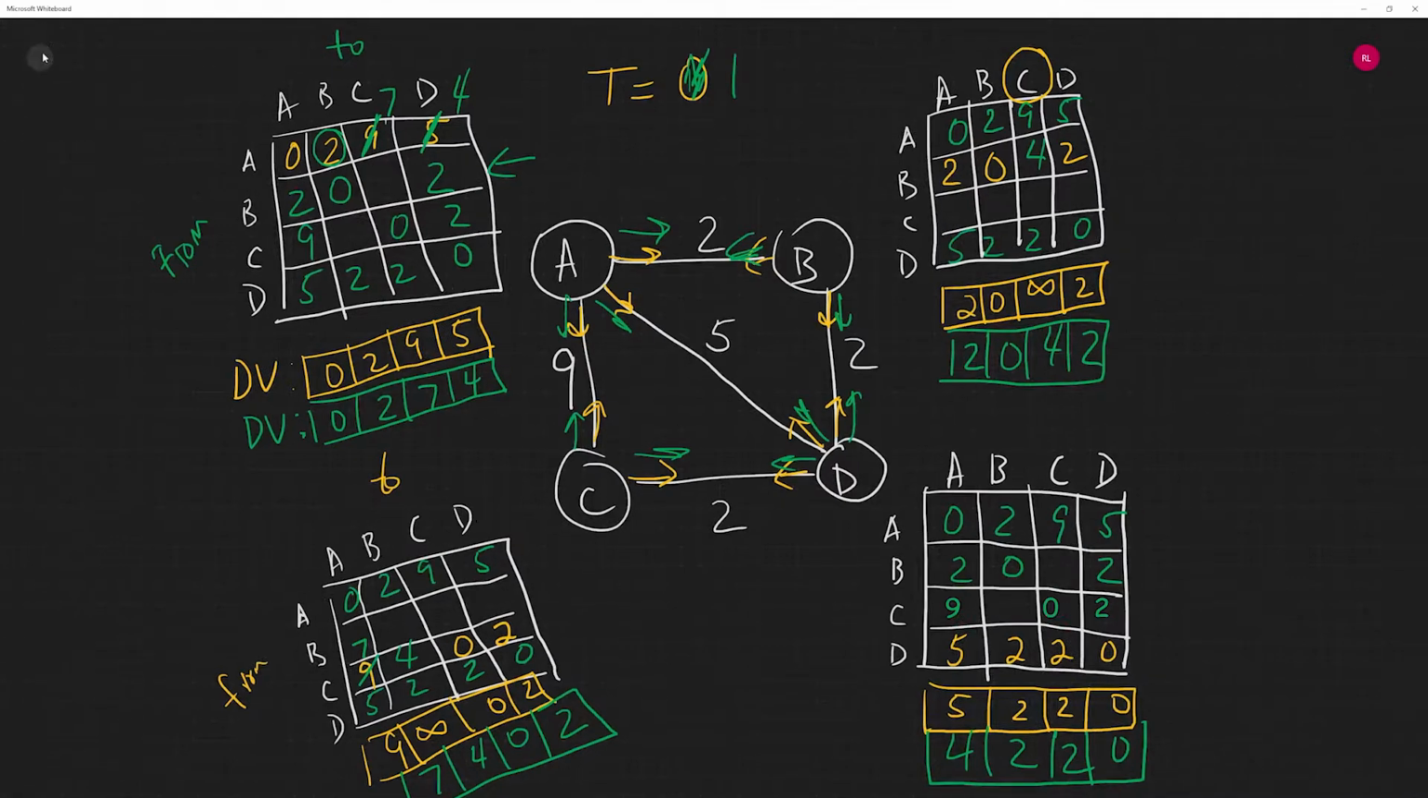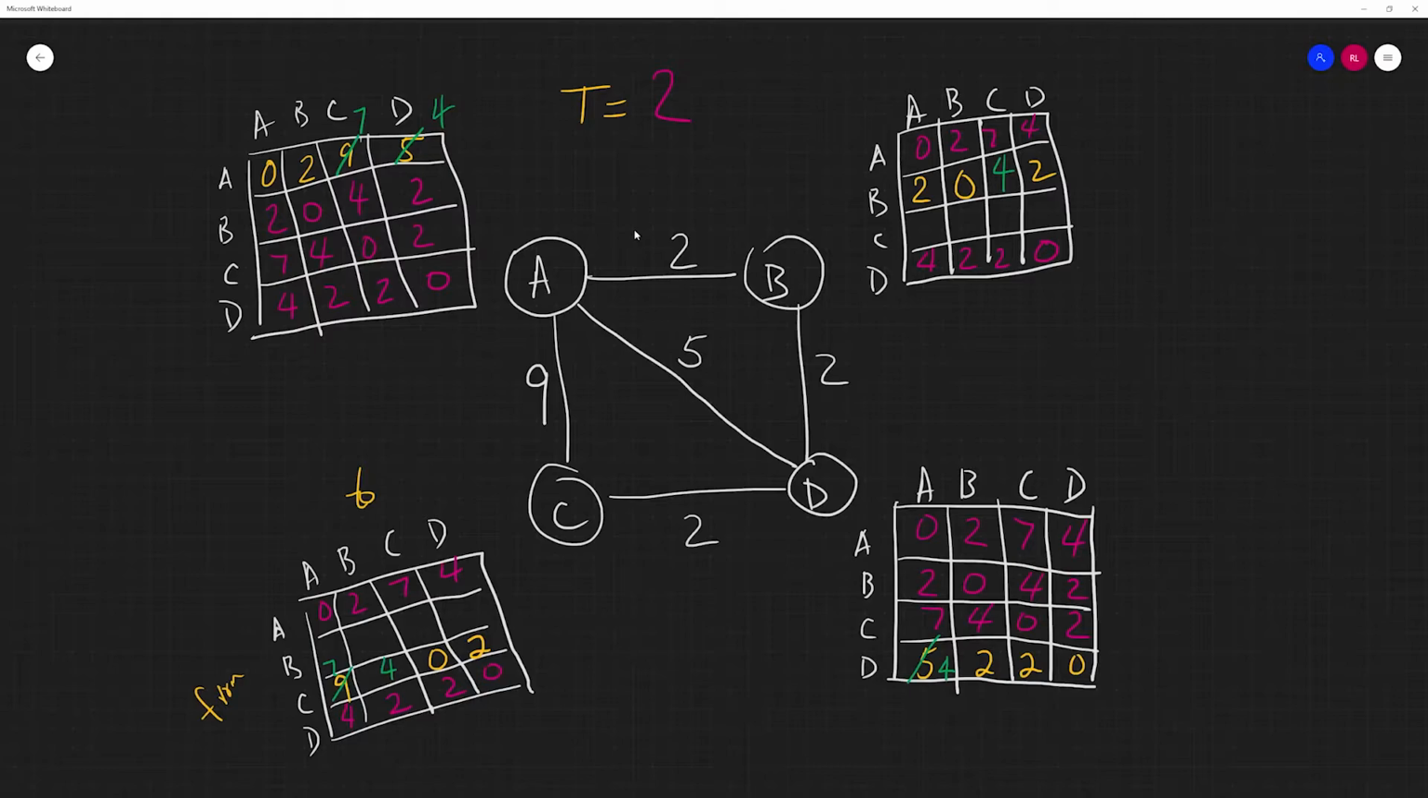So this updated version is after all the distance vectors have been exchanged. So you'll see 0 2 7 4 inside of here, inside of all of them, in fact. 2 0 4 2, which was sent over to A and D. D sent over 4 2 2 0 to each of these. So all the distance vectors have been sent, and essentially they just replace the old values that were in them before.